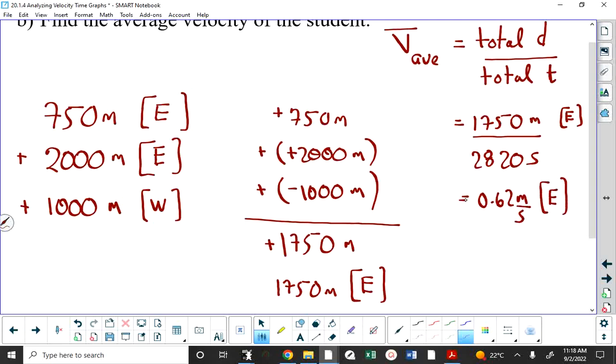East. What this is telling you is the person did walk east, east, and then west, right? But what this is telling you is instead of doing all that other stuff and stopping in the middle, they started, and for the whole 2,820 seconds, they walked east at 0.62 meters per second. Then at the end of that time, they would be in the same place they landed in had they done it the original way with all those pieces.